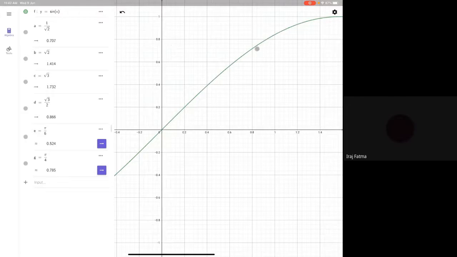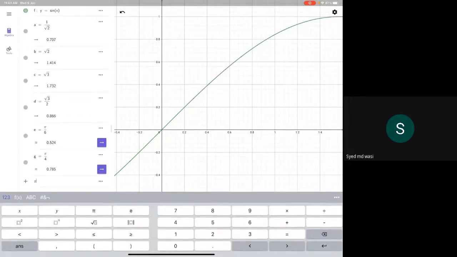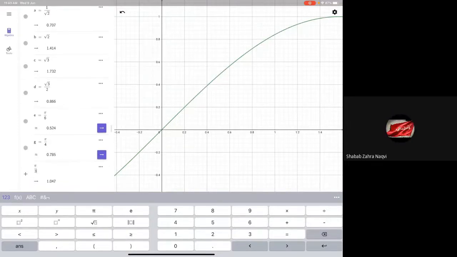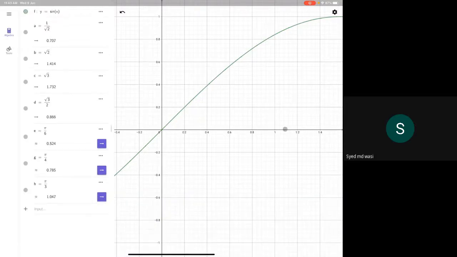0.7. Can you see it is 0.707? Yes, sir. Okay. Now look at the value of pi by 3, which is 60 degrees. So what is pi by 3? See, look in the table. Let us write pi by 3. It is 1.04 or 1.05 nearly. So 1.05 is somewhere here. So 1.05 is 0.866. Can you see that?